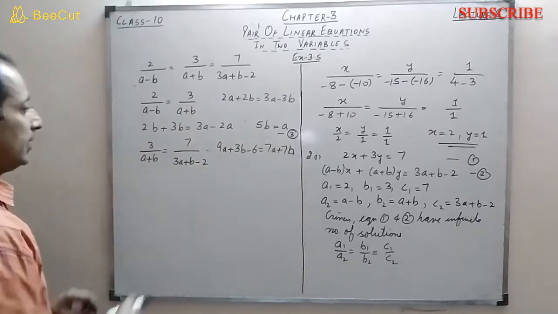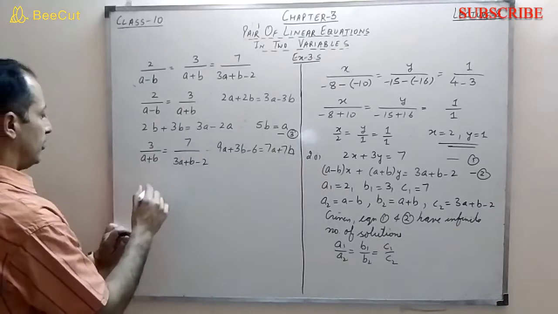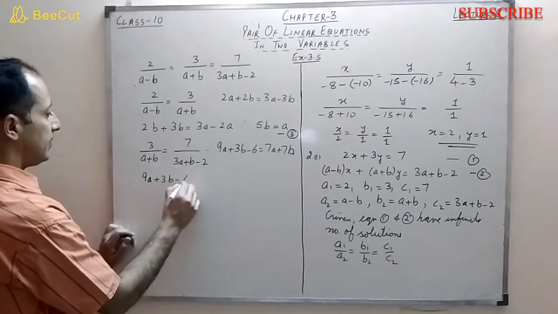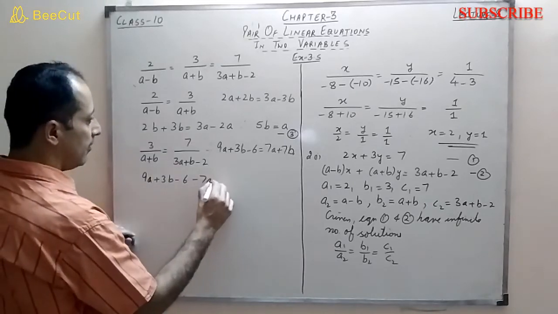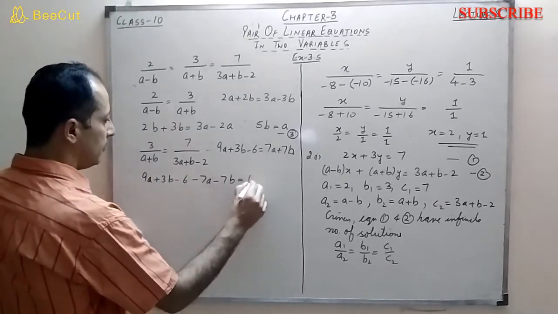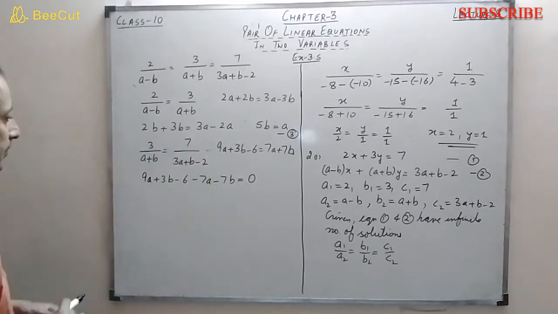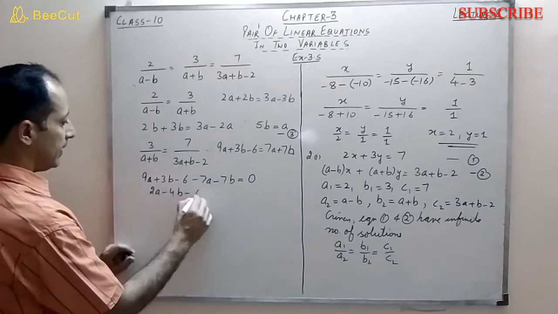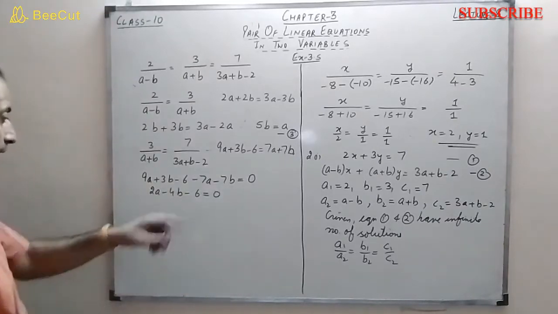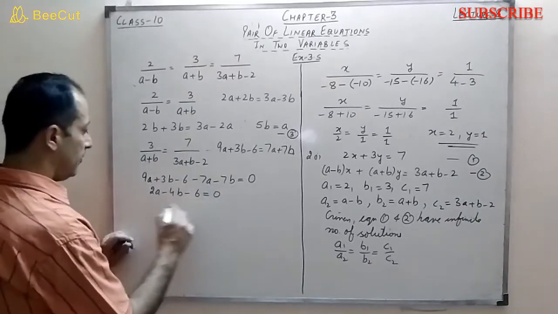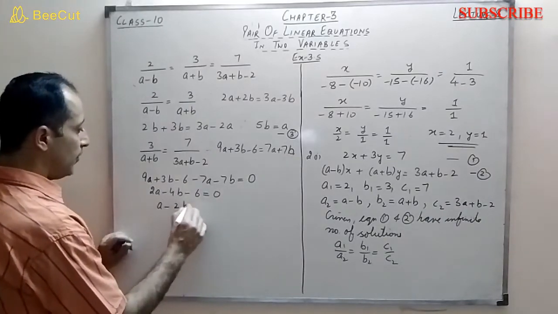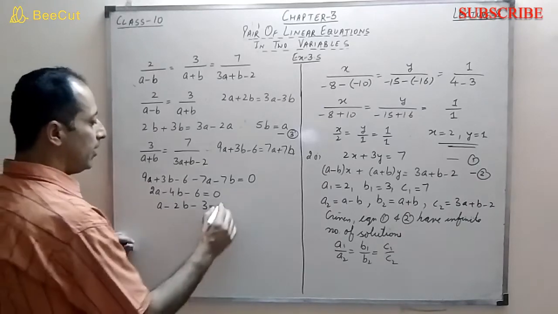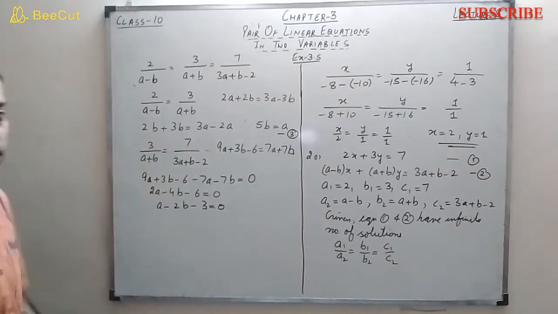Right? So just simplify this. I shift all the things on the left side. So this is 9a plus 3b minus 6 minus 7a minus 7b equals to 0. Now, this is 2a minus 4b minus 6 equals to 0. I can take 2 as common and the equation will be a minus 2b minus 3 equals to 0.